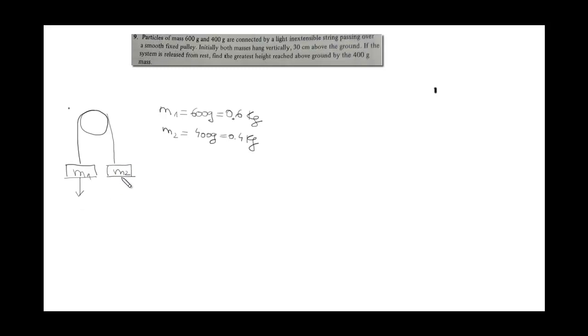It means the weight of the first particle is 0.6 times g. I shall take g approximately 10 meters per second squared. As you know, it's 9.81, but we can use this approximation. And here the weight is 0.4 g. They both hang at 30 centimeters, that is 0.3 meters above the ground.